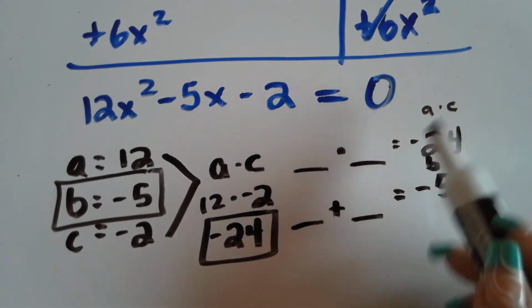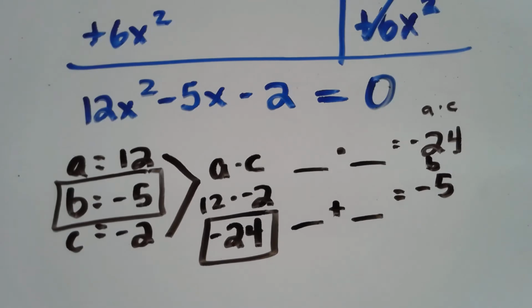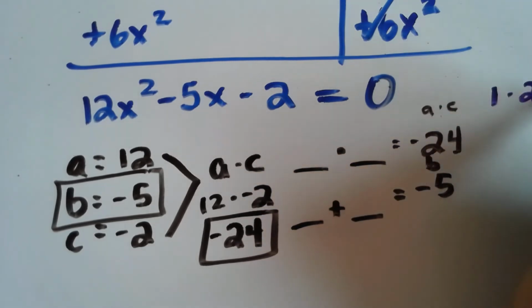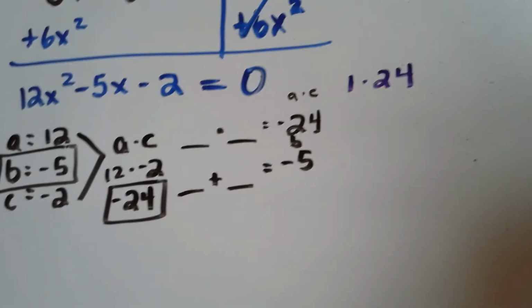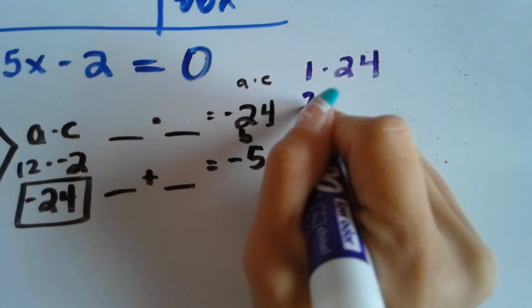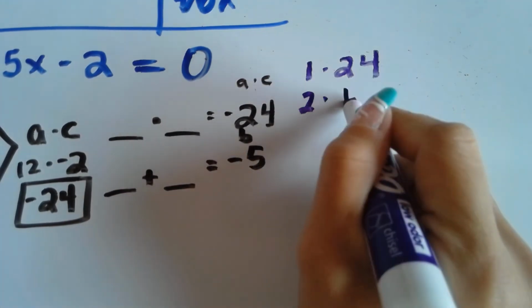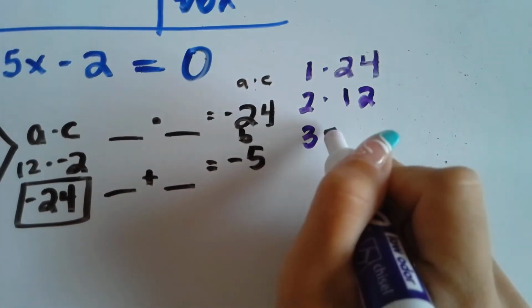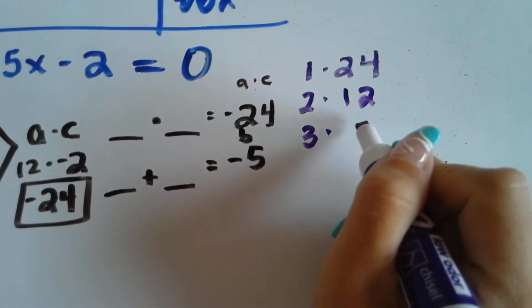Okay, so let's think about two numbers that multiply to 24. So 1 times 24. Okay, I'm going to move my camera over. 1 times 24. 2 times 12. 3 times 8.